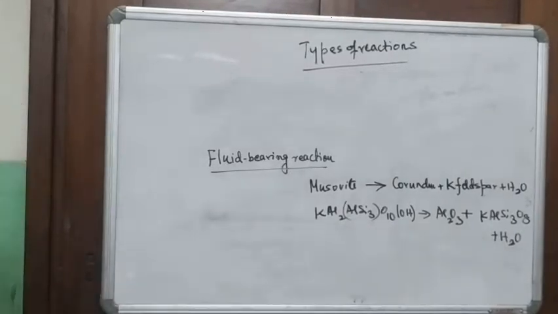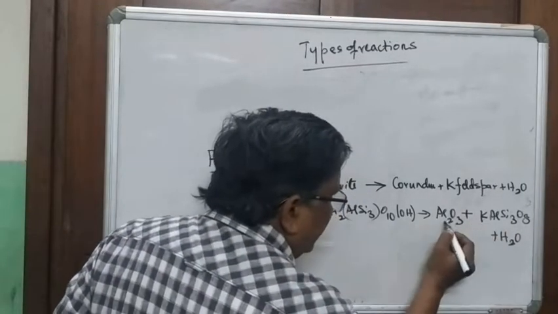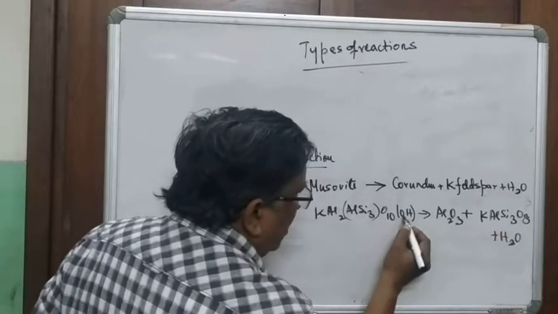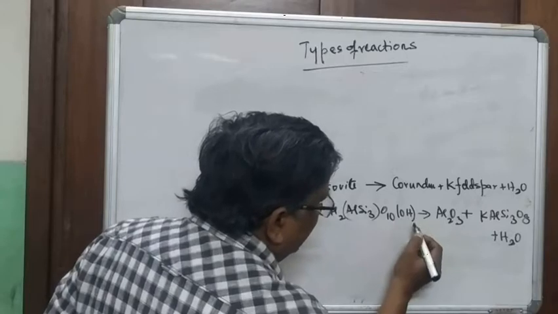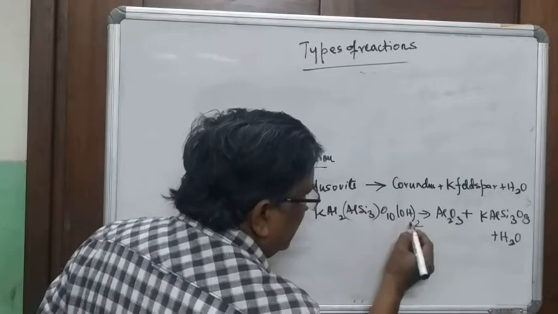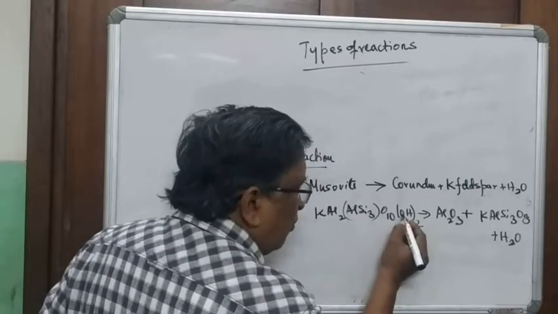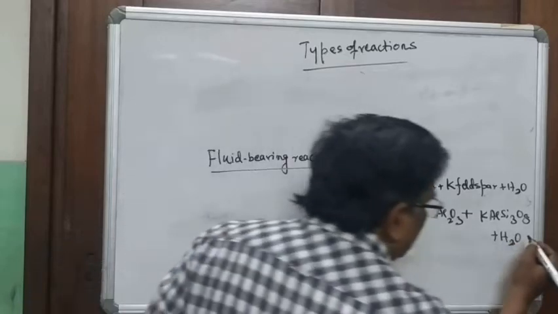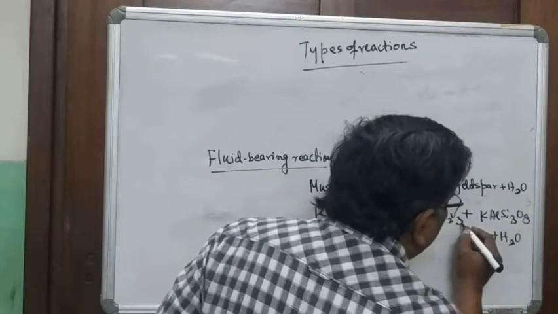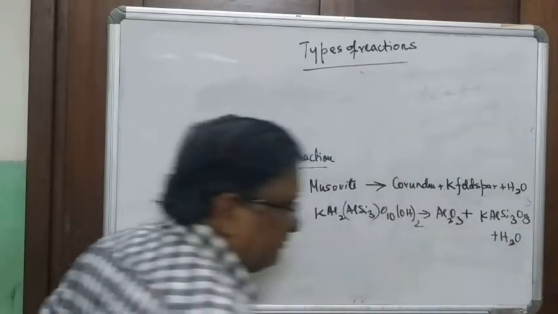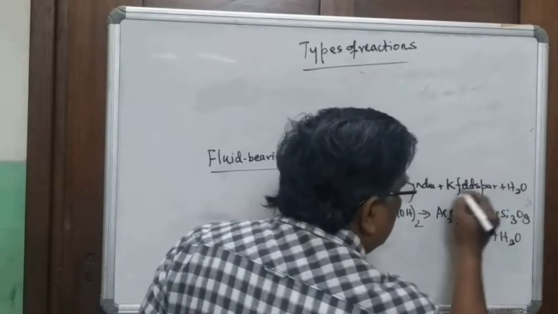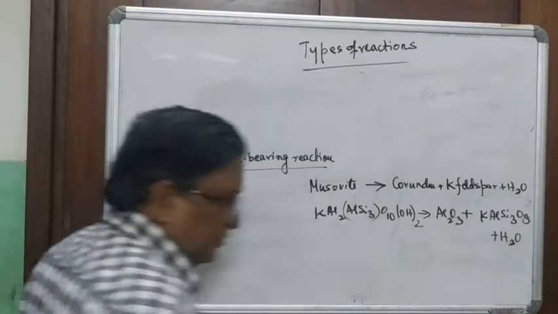Now you see the reaction is balanced. You have 1 potassium, aluminium 2 plus 1, 3, silicon 3, hydrogen H2, H2O is here, and you have 10 plus H2O, 1 oxygen is gone, so you have 11 oxygen. So total is 12 oxygen, and here you will see 8 plus 3, 11 plus 1, 12 oxygens. This is a balanced reaction. This is muscovite breaking down to corundum plus K-feldspar plus H2O.